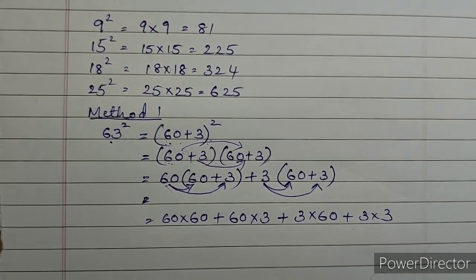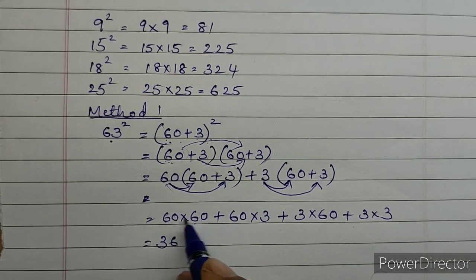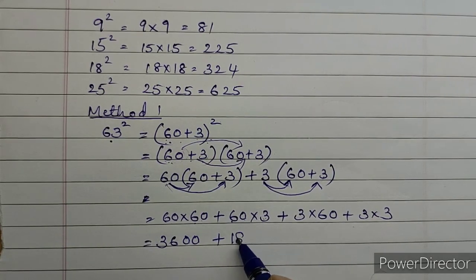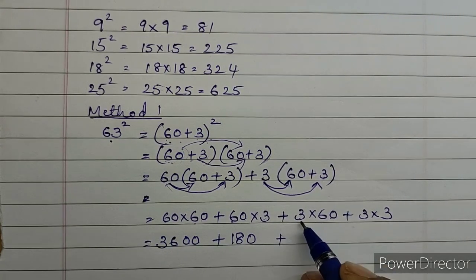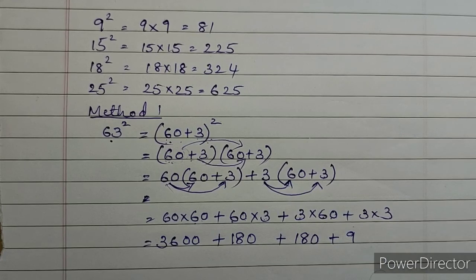Next step, how will you write? 60 into 60. 6 6s are 36. How many zeros do you have to put? 2 zeros. Easy multiplication it is. 60 into 3. 6 3s are 18, and 1 zero you have to put, so 180. Plus 3 into 60, 6 3s are again 180, put this 0 here. Plus 3 3s are 9.